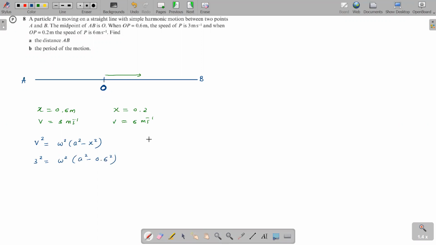Agreed? v squared equals omega squared (A squared minus x squared). So v is 6: 6 squared equals omega squared (A squared minus 0.2 squared). Do you agree? So now you have two equations. I have made two equations with these two sets of data. Now we have to solve these two equations simultaneously and try to get the value of A. So what's the best thing to do here? The best thing to do here is to divide: equation 1 divided by equation 2.